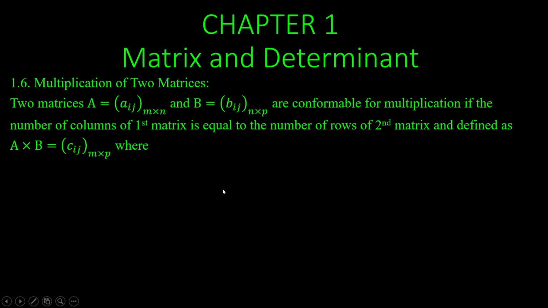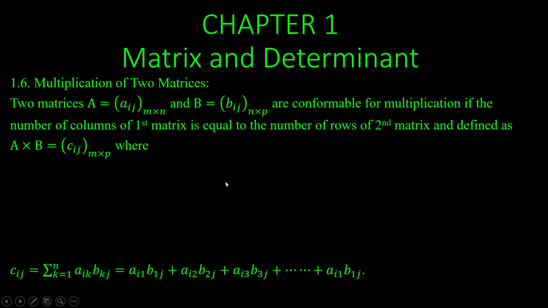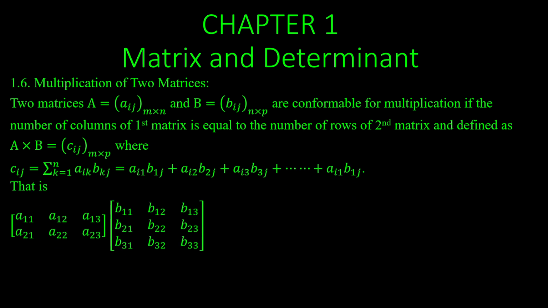To clear this fact, we can take an example. Here, the number of columns of the first matrix is 3: 1, 2, 3. And the number of rows of the second matrix is 3. So the multiplication between these two matrices is possible.